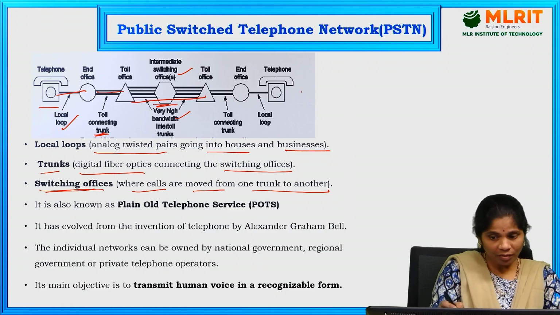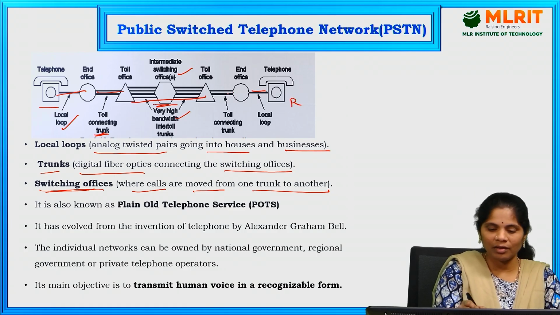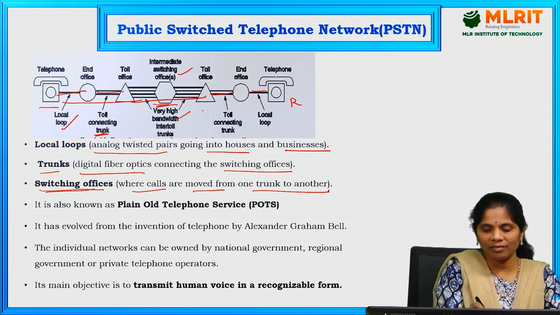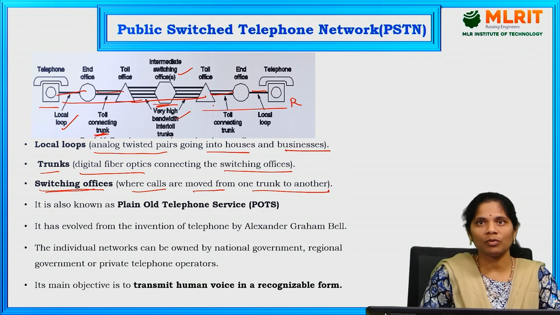So, same, this is the receiver. This receiver is also connected to the end office, and it is connected to the toll office. Like this. This is the sending process. This is the receiving process. So this is about the PSTN.